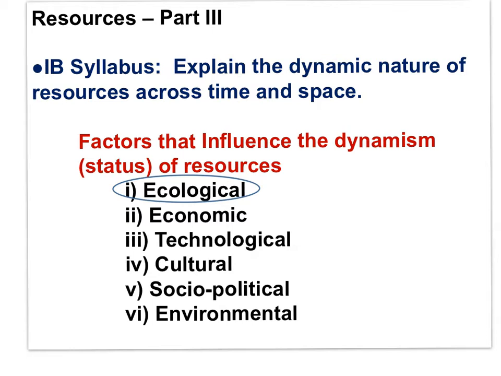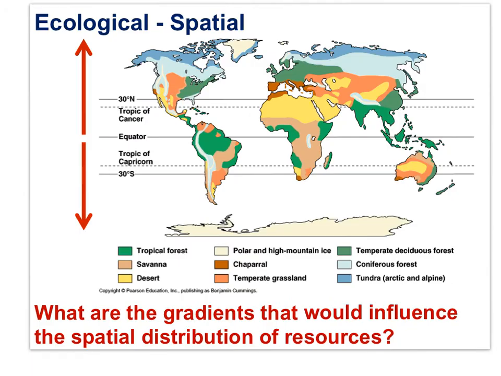The dynamic nature of resources involves both time and space, the changing abundance of resource across time, and the changing abundance of resource across space. Solar radiation varies by latitude, and the distribution of the Earth's biomes is largely determined by temperature and rainfall. These are gradients that follow the latitude lines.